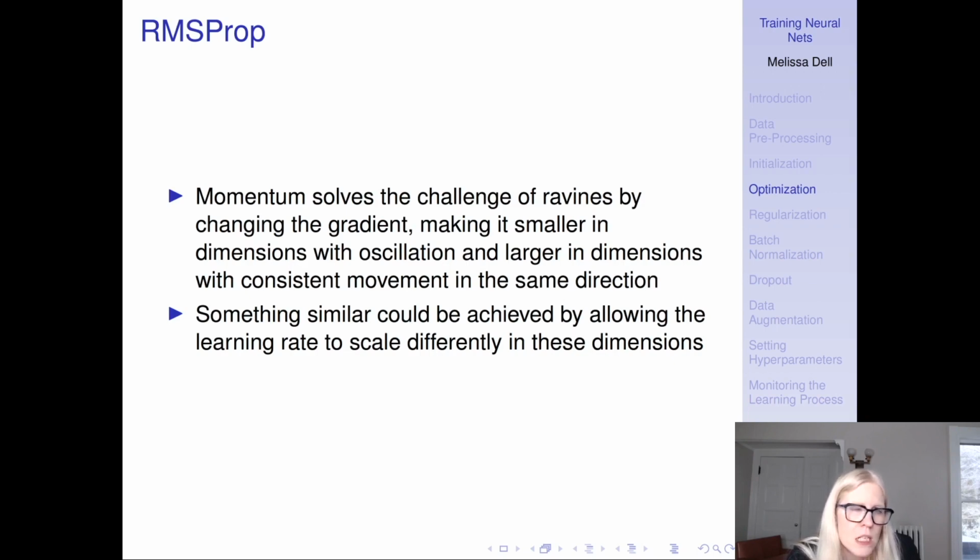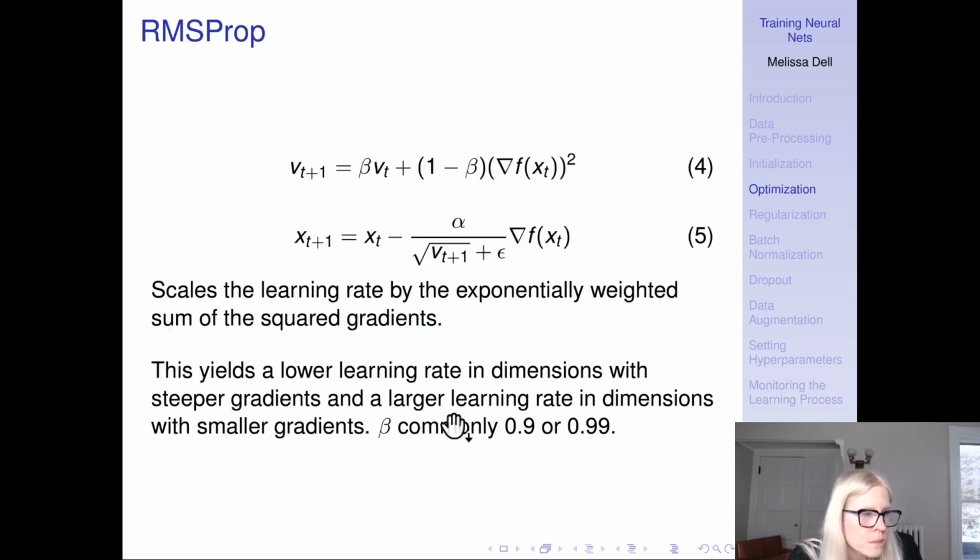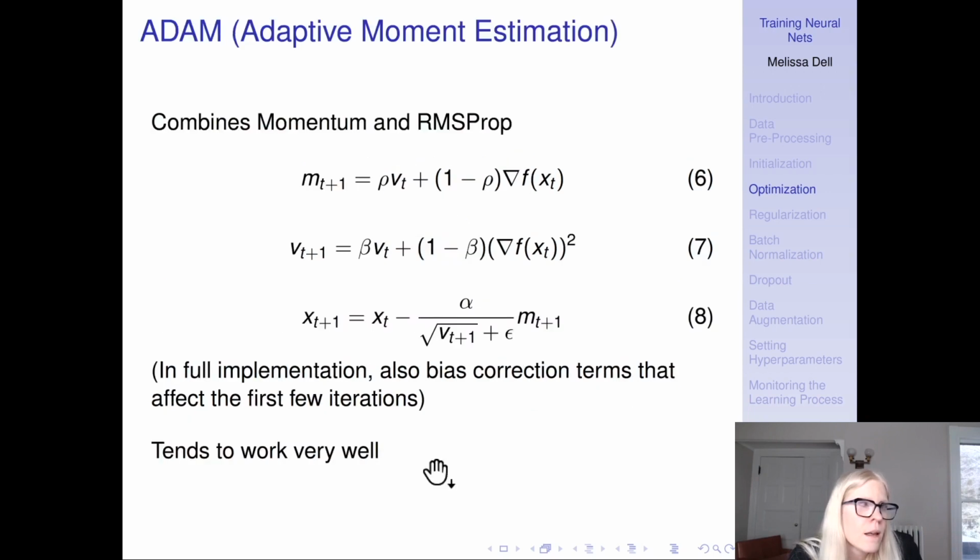Okay, so momentum solves the challenge of valleys by changing the gradient, making it smaller in dimensions with oscillation and larger in dimensions with consistent movement in the same direction. We could achieve something similar by allowing the learning rate to scale differently in these dimensions. So this is what RMSprop does. It scales the learning rate by the exponentially weighted sum of the squared gradients, which yields a lower learning rate in dimensions with steeper gradient and a larger learning rate in dimensions with smaller gradients. So we commonly set beta to 0.9 or 0.99.